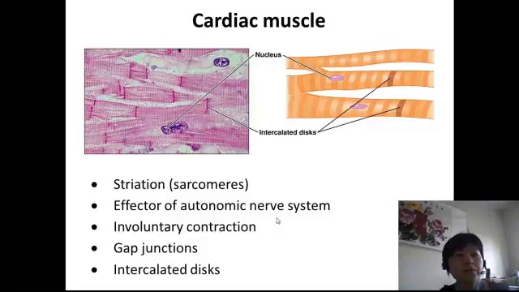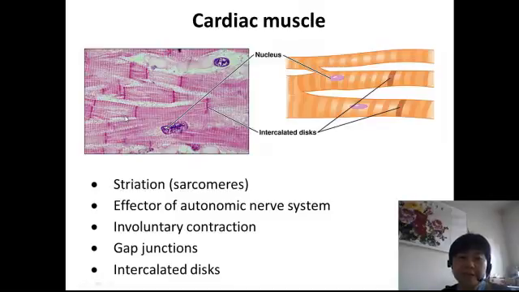The last one we talk about is the cardiac muscle. The cardiac muscle only exists in the heart, and it has some features in common with skeletal muscle. It also has some features in common with smooth muscle. So let's look at it. The first one is appearance.